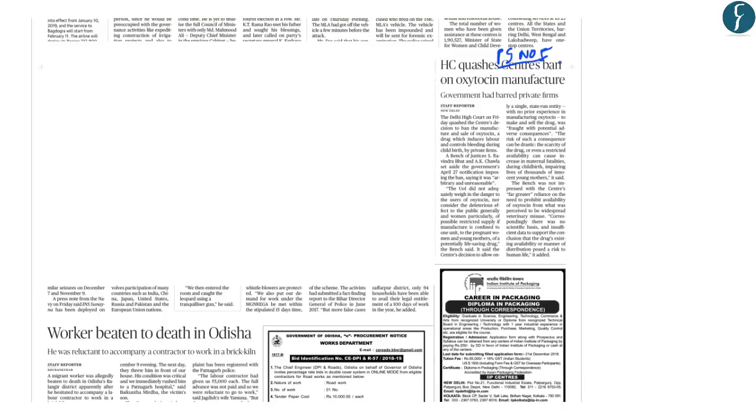Now, this article on page number 5 states that the Delhi High Court has quashed the central government's ban on oxytocin manufacture. Now, let us understand this issue briefly. Now, the Himachal Pradesh High Court had recently passed an order which stated that oxytocin posed grave dangers to human beings.